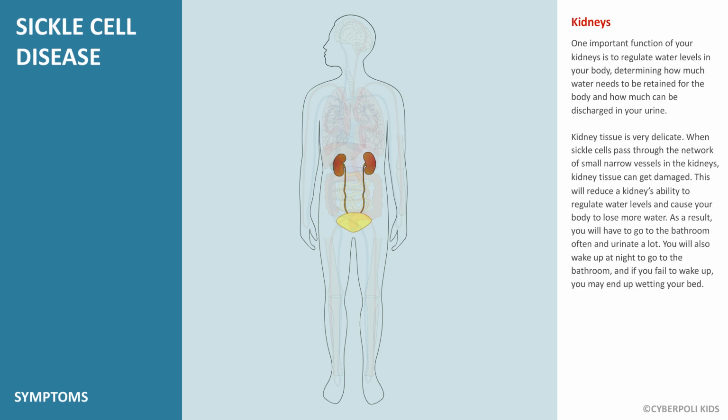One important function of your kidneys is to regulate water levels in your body, determining how much water needs to be retained for the body and how much can be discharged in your urine. Kidney tissue is very delicate. When sickle cells pass through the network of small narrow vessels in the kidneys, kidney tissue can get damaged. This will reduce a kidney's ability to regulate water levels and cause your body to lose more water.